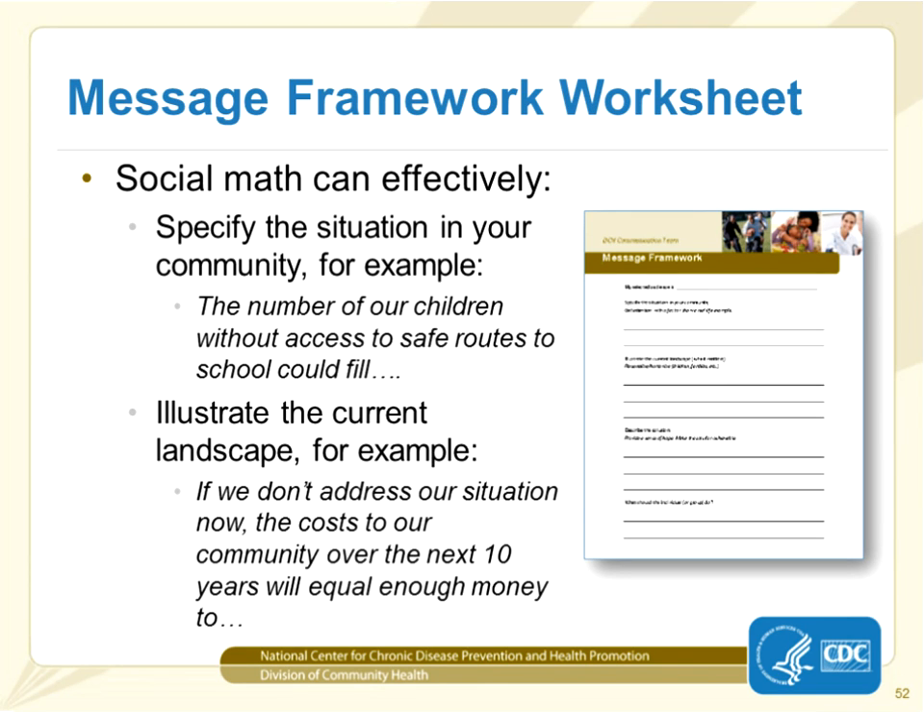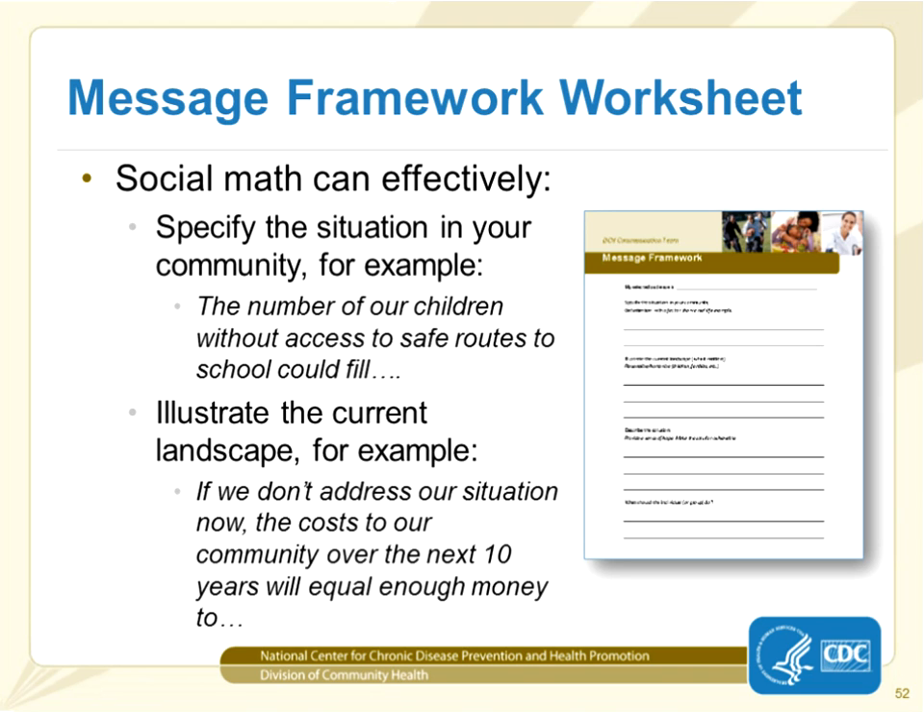This is particularly true for the first two message components, in which you specify the situation in your community and then illustrate the current landscape. In the first message component, social math works well because it calls attention to the immediacy, the size, and the scope of your issue. Here's an example. The number of our children without access to safe routes to school could fill, for example, 80 school buses in our community alone.